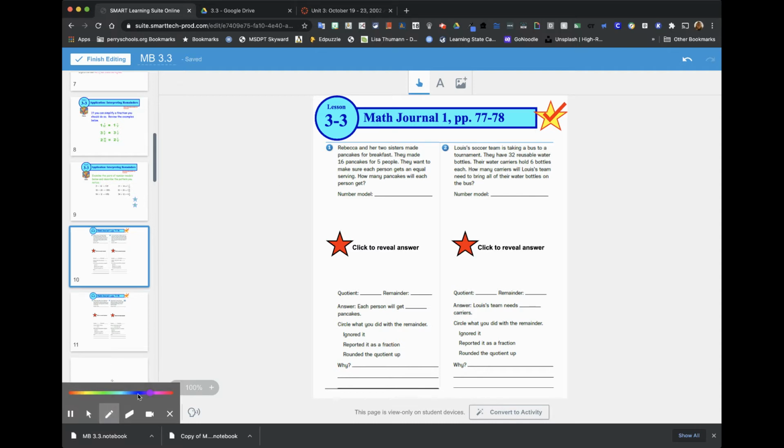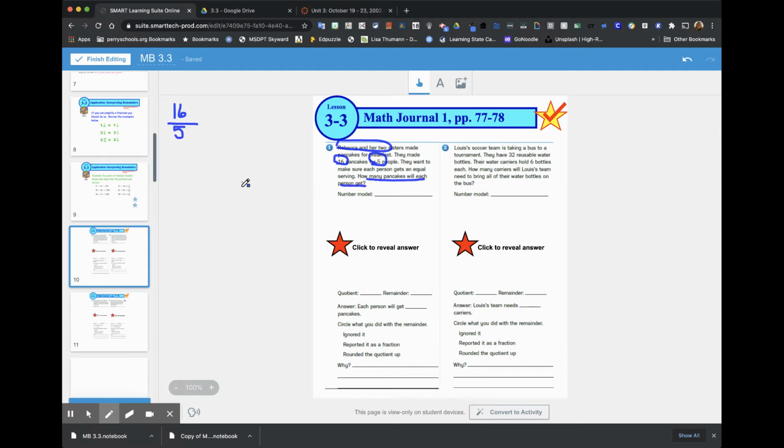So let me grab this. I see that we're talking about Rebecca and her 2 sisters here. That's 3. I don't need that number though. I see that they made 16 pancakes for 5 people. So I want to go back and think. We're taking 16 pancakes divided by 5 people. Okay? So again, the question is, how many pancakes will each person get?